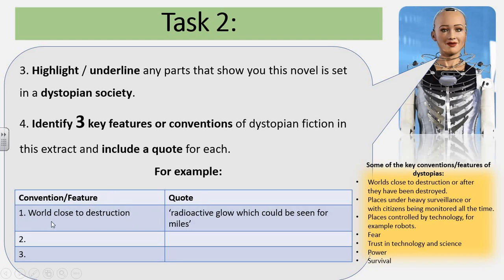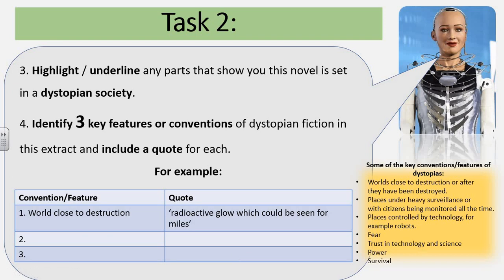So say you chose the feature of the world was close to destruction. You might then choose the quote, radioactive glow, which could be seen for miles. Now, I don't want you to really use the one that I've got, so write down my example, and then you probably want another 3. So you should then have 4 rows with information on your table. So you'll have my one example there, plus another 3.